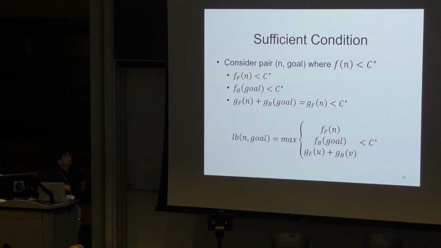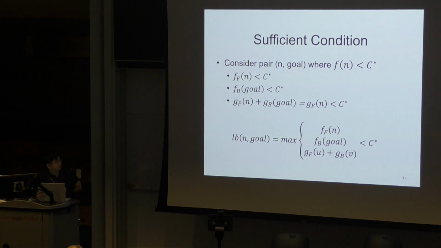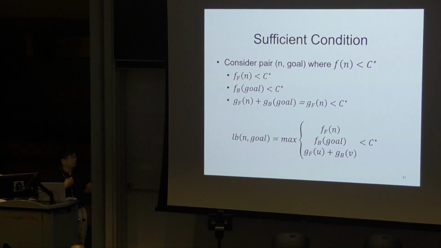What's good about our theory is that if we take any pair of nodes n and goal, where we know Fn is less than C star, we can verify that LB of n and goal is always going to be less than C star. According to our theory, at least one of n or goal must be expanded. Since goal is never expanded in unidirectional search, every state n with F less than C star must be expanded.